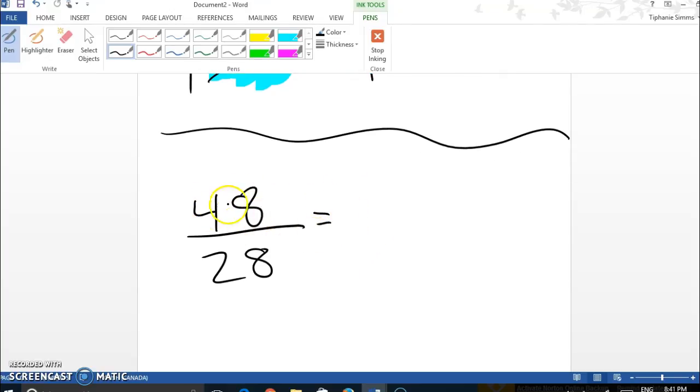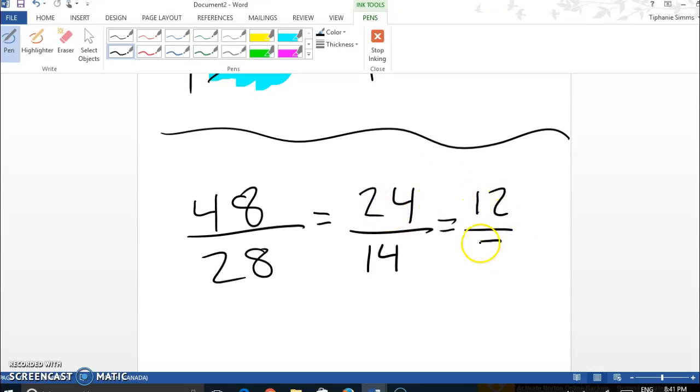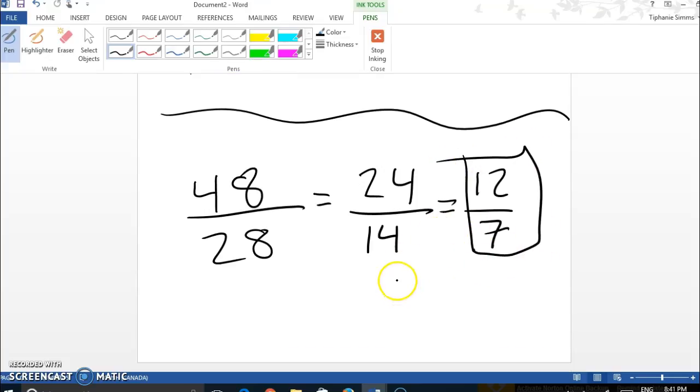We can do the half rule here. Half of 48, that's going to be 24 over 14. We can do the half rule again. Half of 24 is 12 over 7. Pretty much it right there. And again, you could put that in a mixed number if you want to get fancy, but that's it.